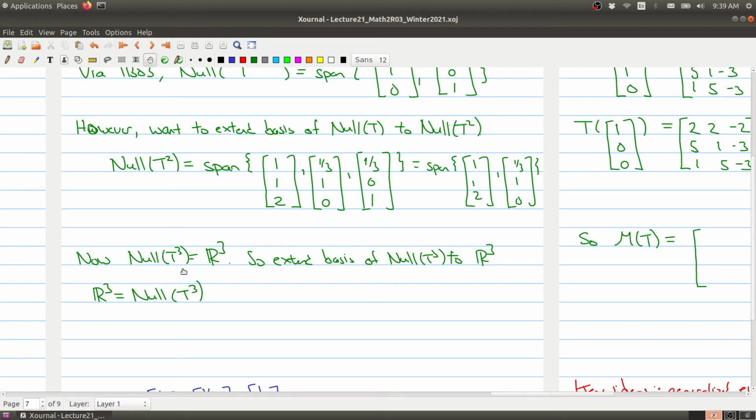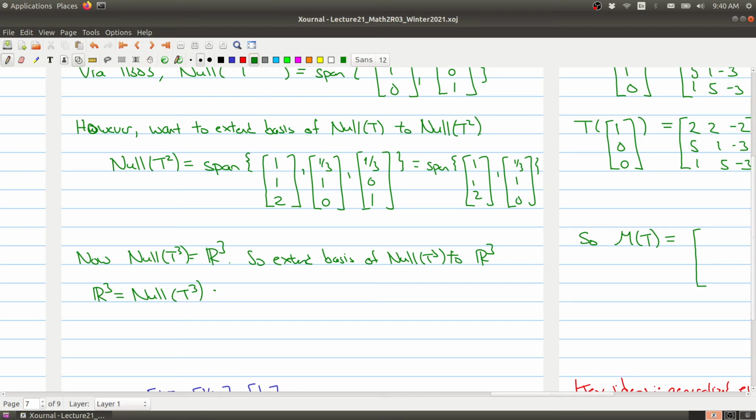Now we also know that null T cubed is equal to R cubed. So we want to extend this basis to a basis of R3. If you stare at this for a second, it's clear which vector we're missing: the first standard basis element. So null T cubed is the span of the vectors 1, 1, 2, 1/3, 1, 0, and 1, 0, 0. So this is a basis for null T cubed, and notice that we've extended the basis.